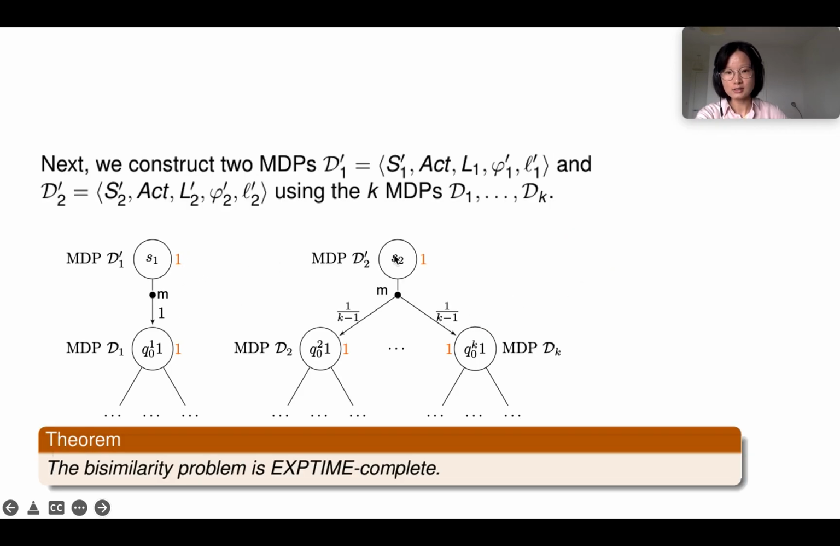So with two extra states and some extra transitions, we are able to construct a single MDP with two initial states such that these two states, S1 and S2, are probabilistic bisimilar in an LMC induced by a general strategy if and only if for each of the K MDPs, there is a general strategy to make the K states probabilistic bisimilar. So now we have that the bisimilarity problem has a lower bound of EXPTIME-hard, and the problem is EXPTIME-complete with our previous upper bound.